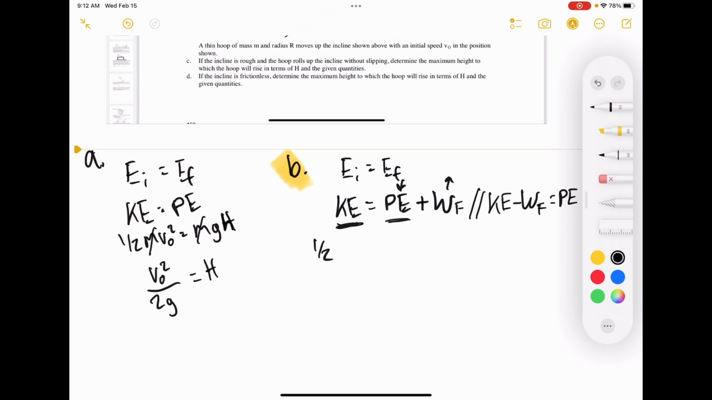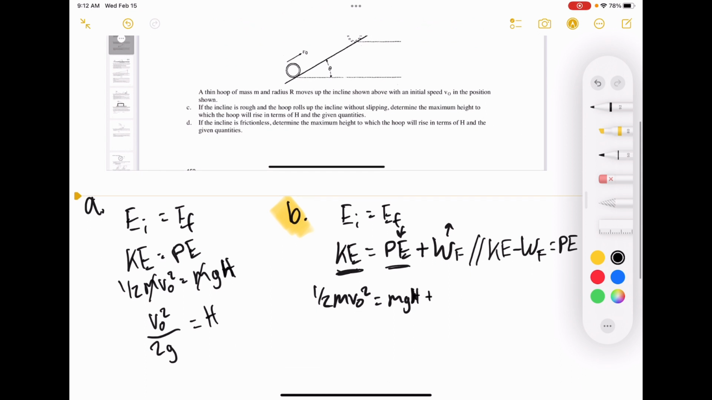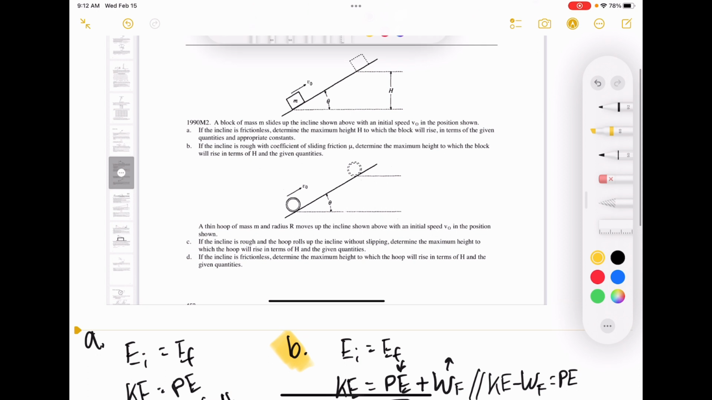So we have 1/2 m v naught squared. That is our initial kinetic energy. Then we have mgH, capital H, because that's how they define that height, plus the work done by friction. So that's the force of friction times the distance. Now, distance is not a variable that they gave us. Right? That isn't a variable that they gave us. So we're going to need to figure out a way to get rid of that distance. We have to figure out how to cancel out that distance in some way.